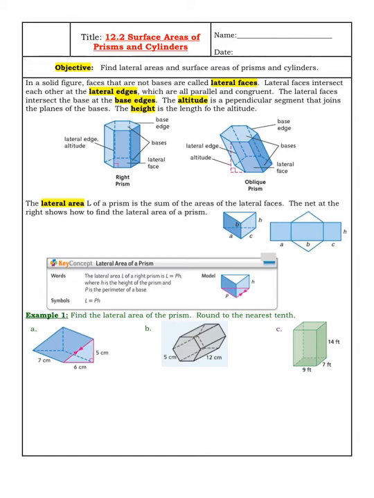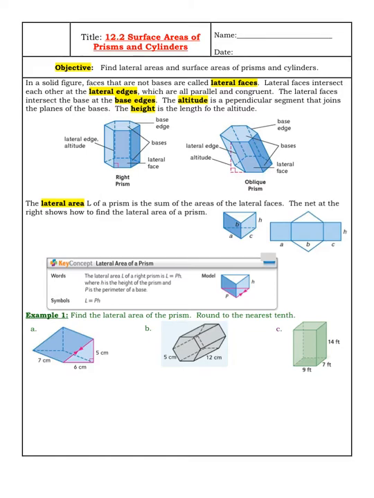The difference between surface area and volume is that volume is of a three-dimensional object, and that's all the space inside of that object. The surface area is all the space on the outside of it, like the area of all the faces of it.